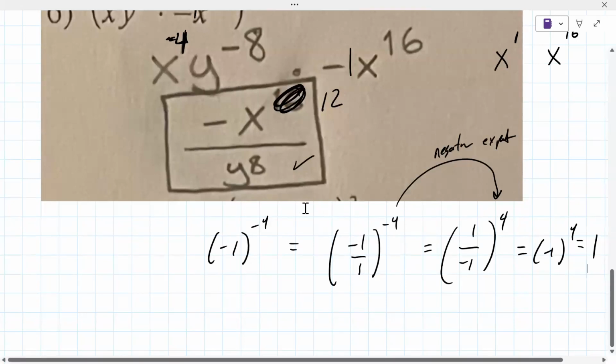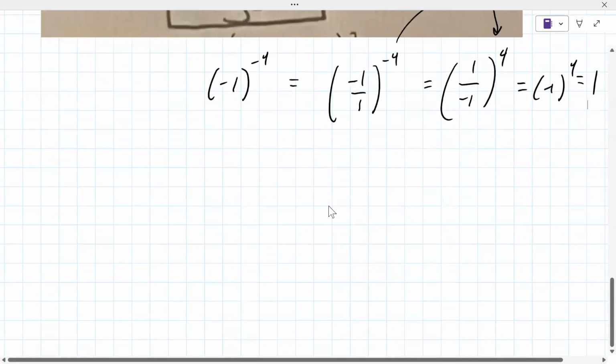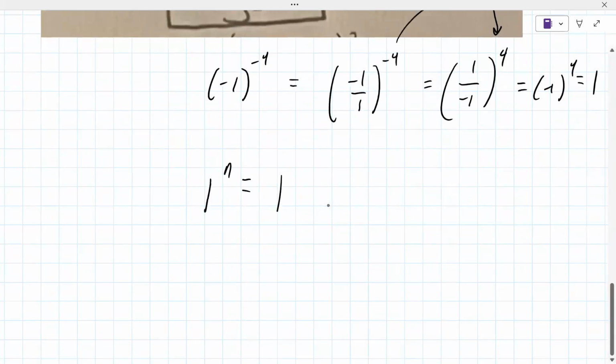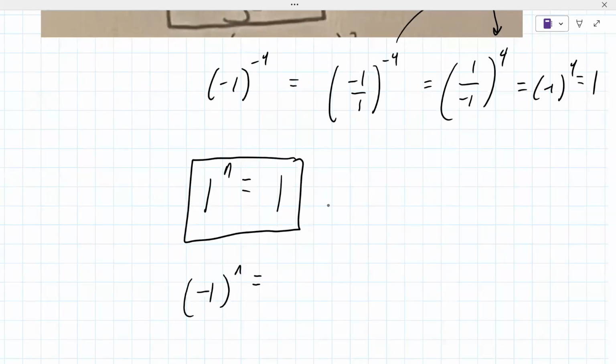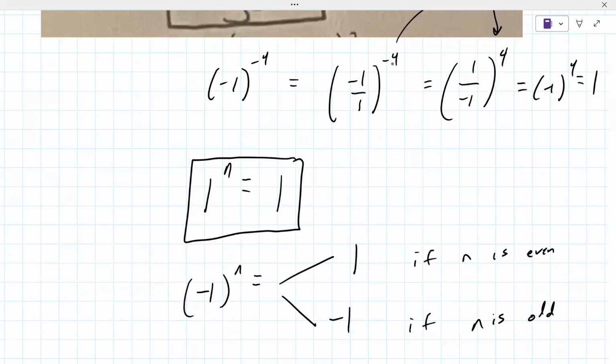So what some students remember is that 1 to any power is always 1. That might be on that reference sheet. -1 to the n is either 1 if n is even, and -4 is even, by the way, and it's -1 if n is odd. Okay. So this might be one for me to give you another one like, or we can just keep going for this.